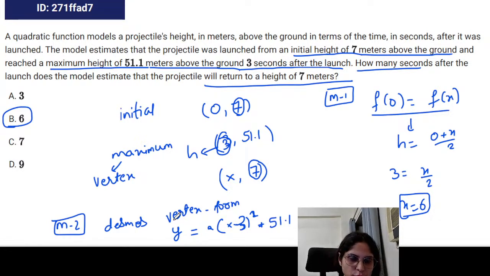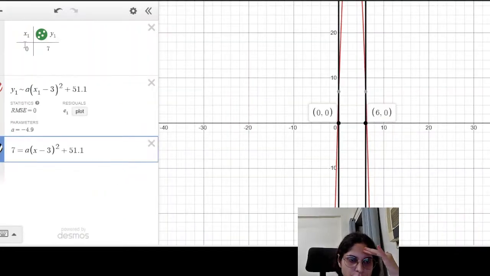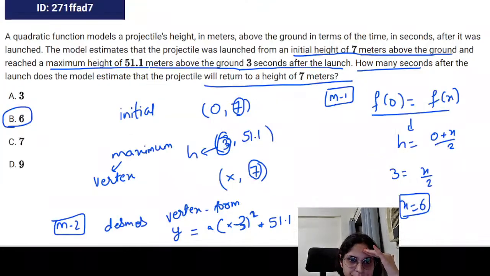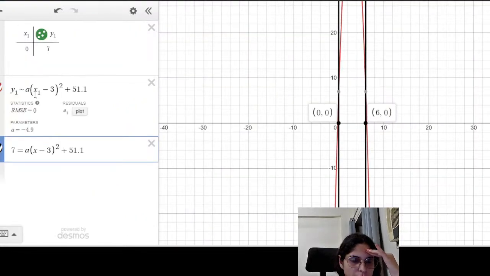So let me also show the Desmos thing. First, we are writing the other point (0, 7). We are writing the equation a times (x1 minus 3) whole squared plus 51.1. We are getting the value of a, and then the value of y is given as 7. We have to find the x value. So there are going to be 2 points. At 0 also it's 7, at 6 also it's 7. So 0 we already know, so we are going to choose 6.